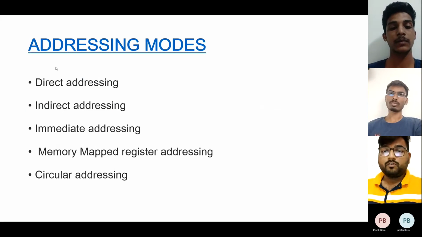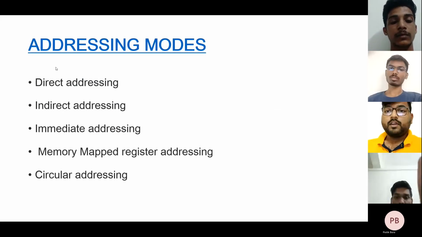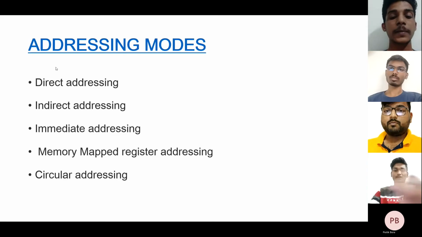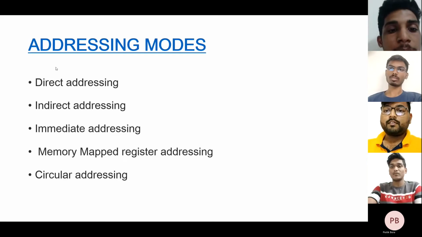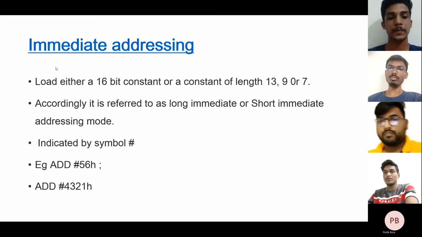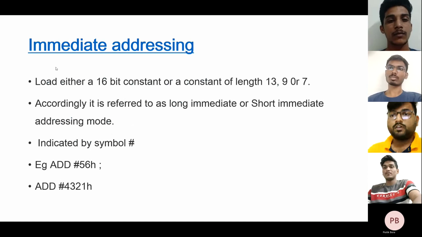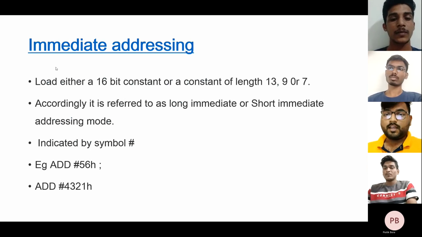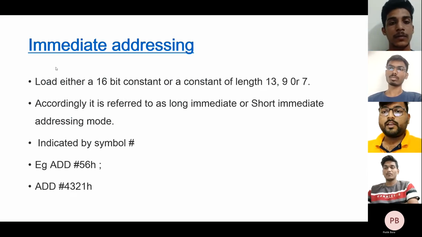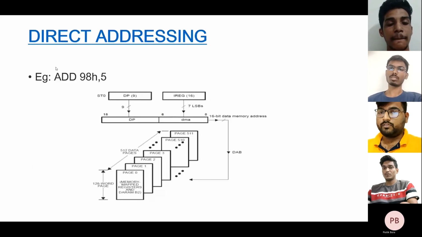These are some addressing modes: direct addressing mode, indirect addressing mode, immediate addressing mode, memory mapped register addressing, and circular addressing. First, we will see immediate addressing. Load either a 16-bit constant or a constant of length 13, 9, or 7. Accordingly, it is referred to as long immediate or short immediate addressing mode. It is indicated by the symbol hash. Example: ADD #56H and ADD #4321H.